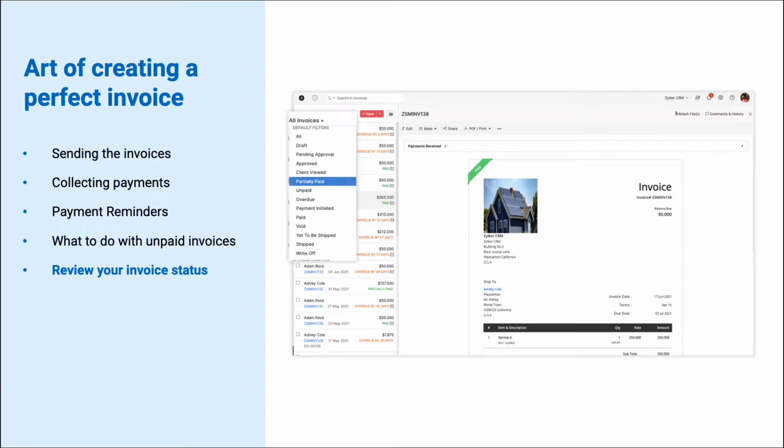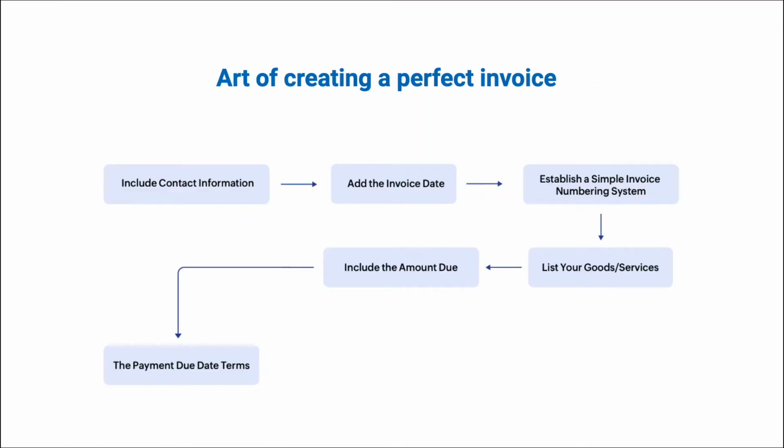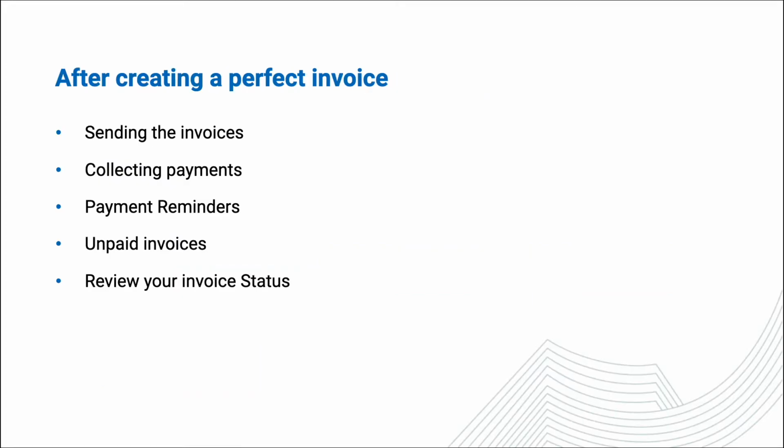So to summarize the art of creating a perfect invoice, you need to take care of certain details so that a customer finds it easy to pay you on time. Zoho Books does most of the heavy lifting for you. All the information is pre-fed and you just have to select the relevant data, and voila, you have a perfect invoice. Then we saw how you can send invoices, collect payments, remind your customers to pay you if they haven't, what you can do with unpaid invoices, and finally review all the invoices that you have with pre-built views or custom views.